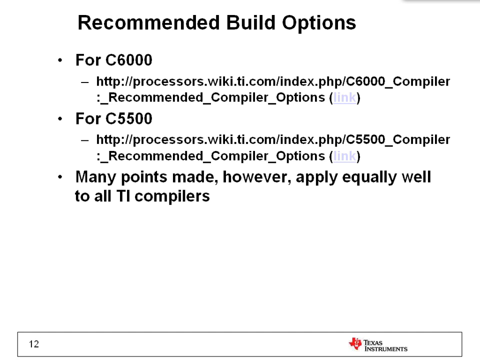Okay, so recommended build options, a common question. I'm a C6000 user. What are the best build options for me? Well, here's a wiki article about that for C6000. For C55000, there's another one. Obviously, there are other targets that TI supports, and we don't have wiki articles for those, although we may have them in the near future. If you're, for instance, an ARM compiler user, these articles are still worth looking at. There are going to be some general ideas that are worth learning that can apply to your compiler.